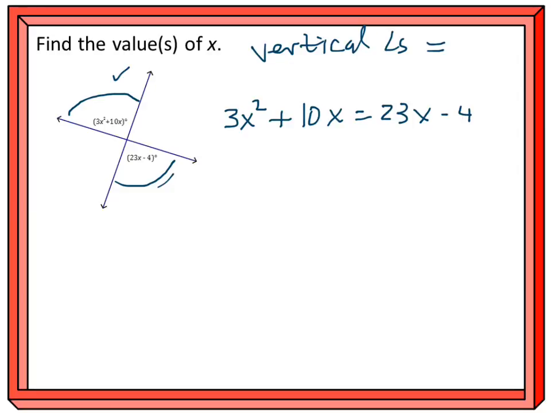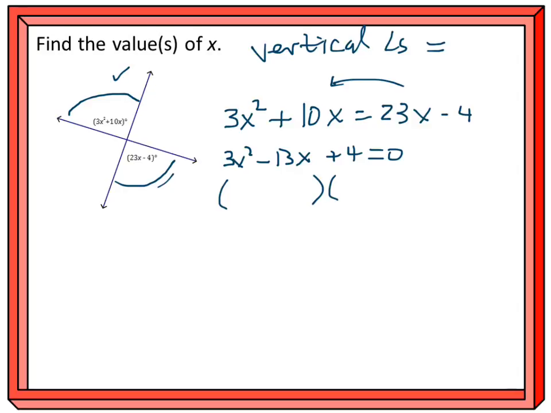Now I'm going to notice that I have a quadratic equation, which I'll have to factor, so I'm going to get everything over to the left-hand side. Bring down my 3x squared. I've got 10x, and I'm going to subtract the 23x, so that's going to be a minus 13x, and then add the 4 over, so plus 4 equals 0. So now let's try to factor this.